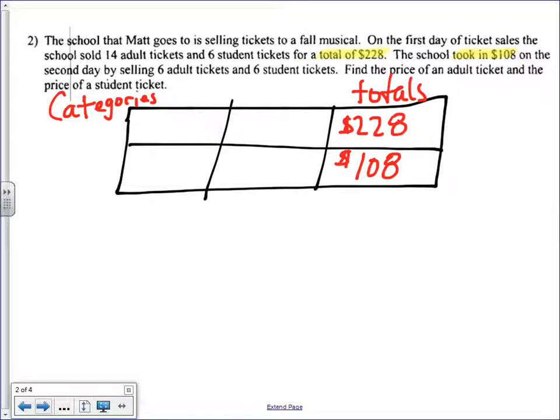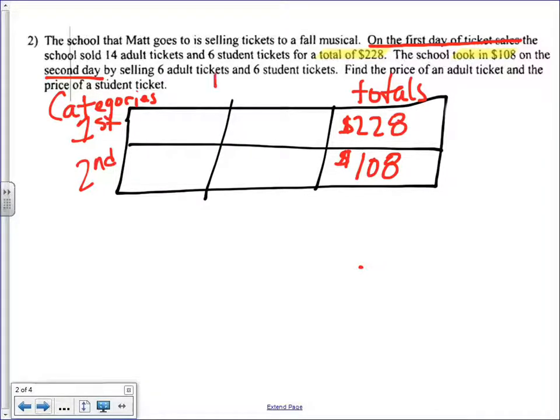So then we look at, well, how do we make that money? Or where did we make that money? Or when did we make that money? It says on the first day of ticket sales, we made $228. So my category for this one is first day. So I'll put first. And then the school took in $108 on the second day, so I'm going to put second here. So that's where the totals come from. The $228 was made on the first day, and $108 on the second day. And that's because when we have totals that are the same units, we have to distinguish them somehow.